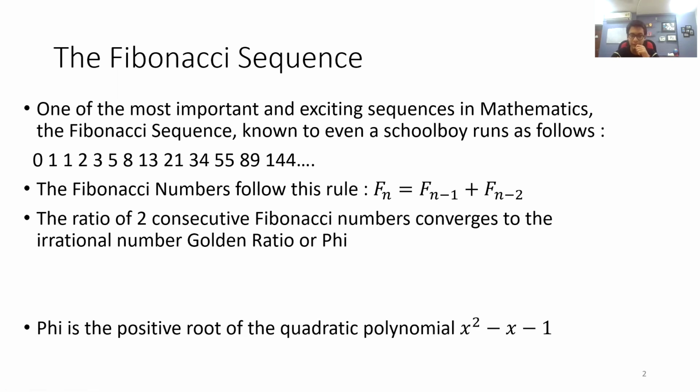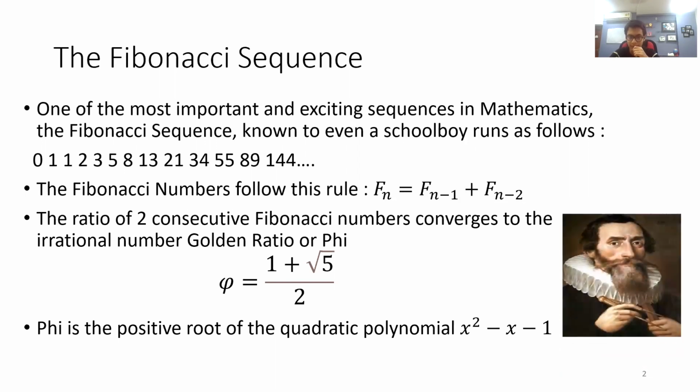Phi is the positive root of the quadratic polynomial x squared minus x minus 1. So if you input phi into this polynomial, x squared minus x minus 1, what you basically get as your output is 0. And phi is 1 plus the square root of 5 all over 2. Johannes Kepler was the person to prove that the ratio of two consecutive Fibonacci numbers converges to phi. You must have heard of him from his famous Kepler's laws of planetary motion.